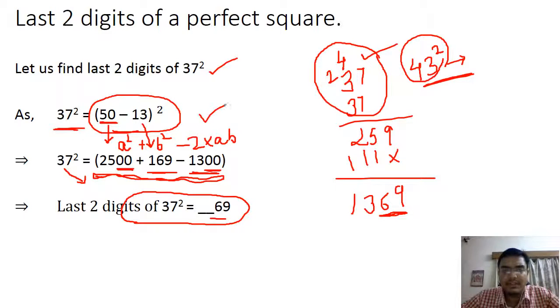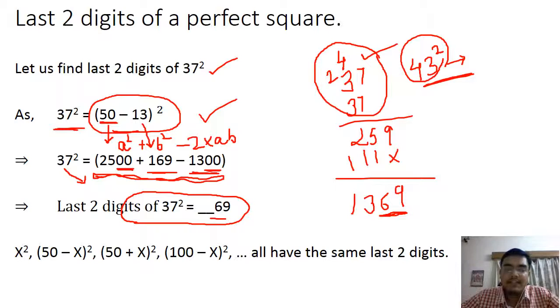Now from this method, we can devise a generalized formula that if we have a number which is x square, where x ranges from 1 to 25, then from there we have to find the last digits of 50 minus x whole square, like we did in this case, 37 square. So x becomes 13. Why? Because 50 minus 13 becomes 37.